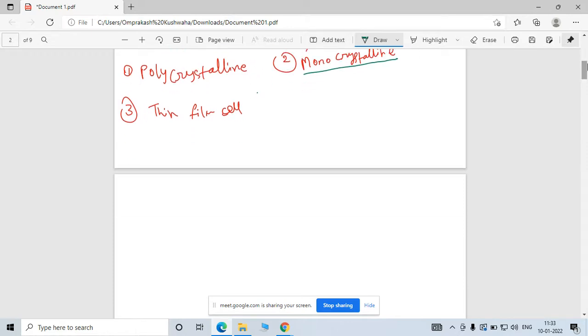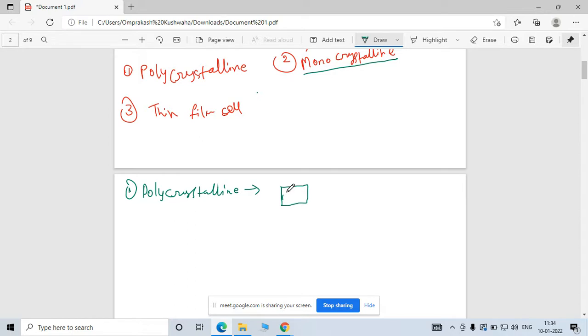I will just write all the differences between polycrystalline, monocrystalline and thin film. So first is polycrystalline. Generally the structure is in square or rectangular shape, and there are metal strips.